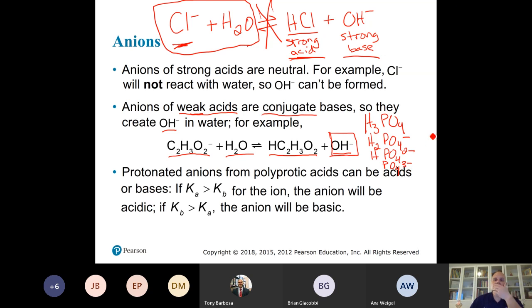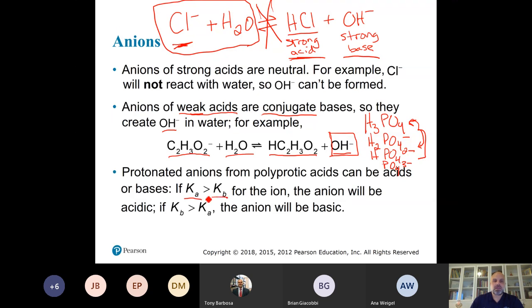Right? So you can see polyprotic acids have the ability, especially these two in the center, to go in either direction. They can react with water to form a stronger acid, or they can react with water to form a stronger base. So depending on which direction the reaction occurs is going to determine whether or not they act as an acid or a base. And the way you're going to be able to figure that out is by comparing the Ka and the Kb.